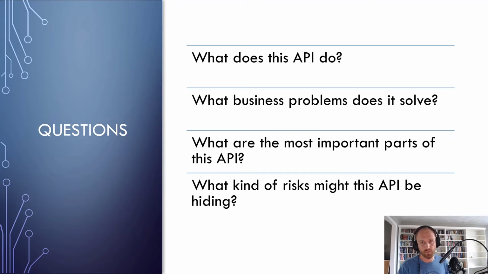And then a really important question, what kind of risks might this API be hiding? What are some patterns you see, design patterns or data patterns, or just oddities that you see in certain areas that stick out as differing from those patterns? All those things can indicate there might be some hidden risks here that we need to dig into a little more and understand better. So those are just a couple examples of questions that you can use to help guide your exploration and push you towards exploring in useful ways.